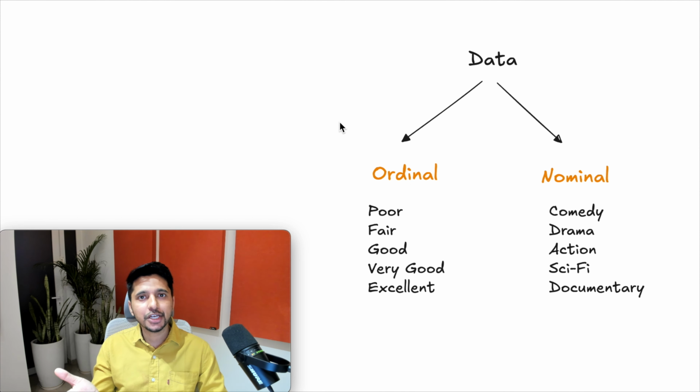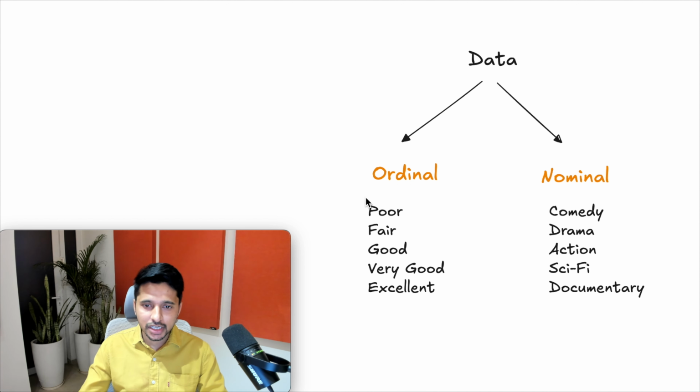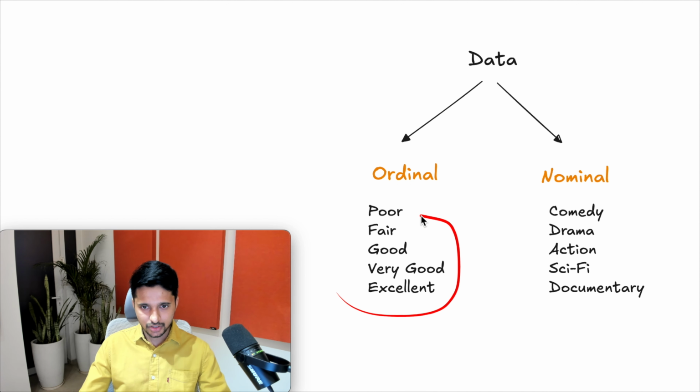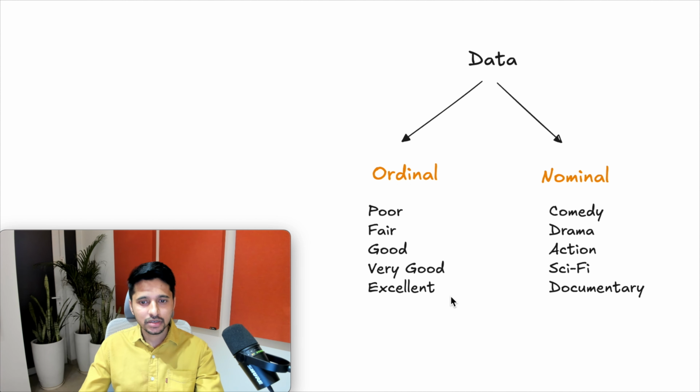Before jumping into one-hot encoding, we first need to understand ordinal versus nominal data. Here we have the ordinal data and here we have the nominal data. If you observe, there is a clear relation between the categories poor, fair, good, very good and excellent. Excellent is greater than good, which is greater than poor.